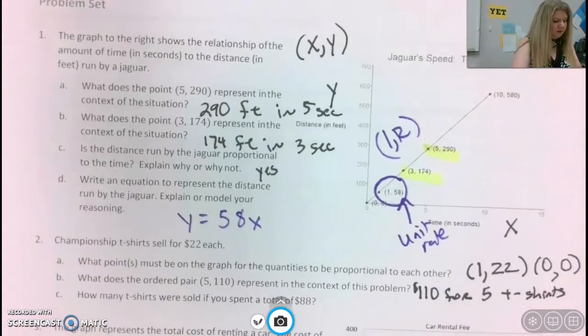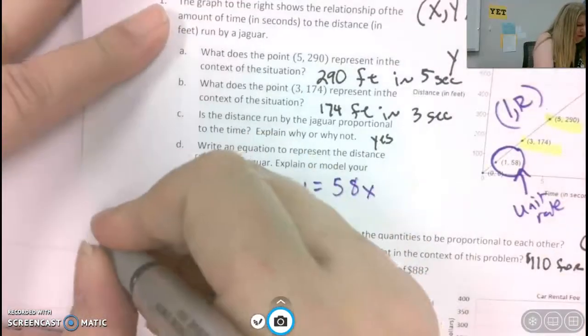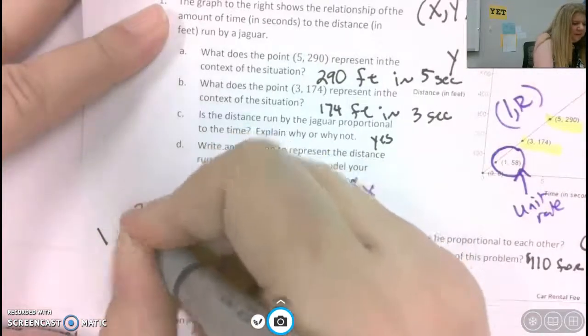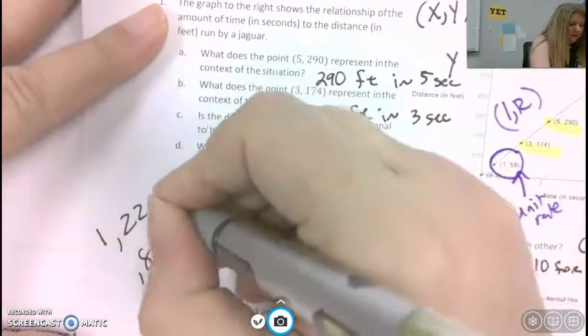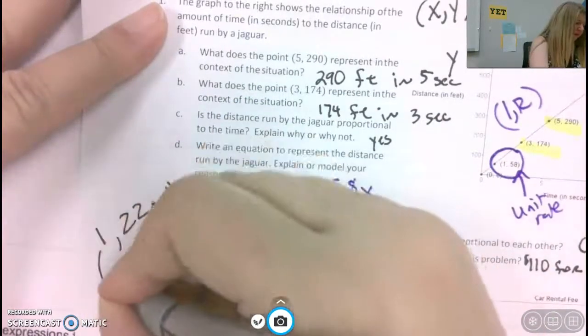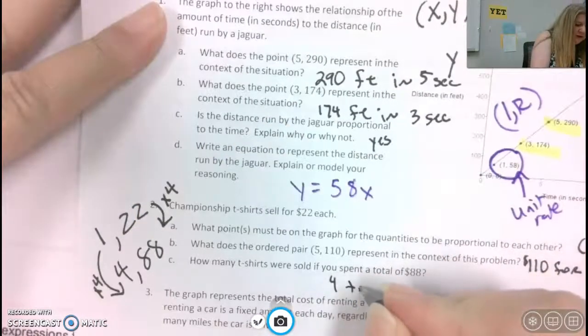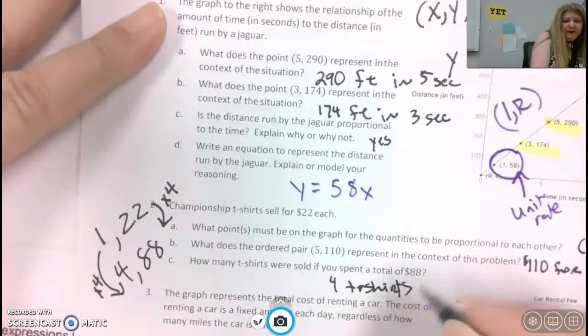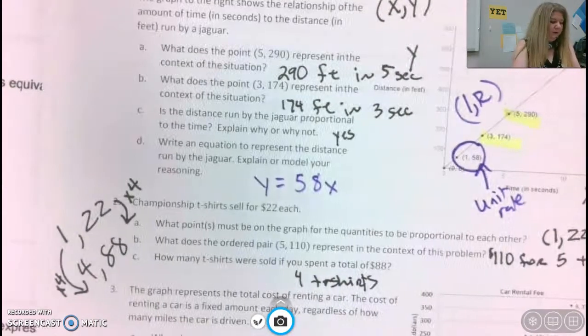How many t-shirts were sold if you spent $88? I'm not going to make a table, but instead I'll do it over here. 1 for 22. So how many for 88? The relationship here is times 4. The relationship here also needs to be times 4. So that would be 4 t-shirts. There are so many ways I could do that. That was just the way that I picked. I could write an equation and use an equation.